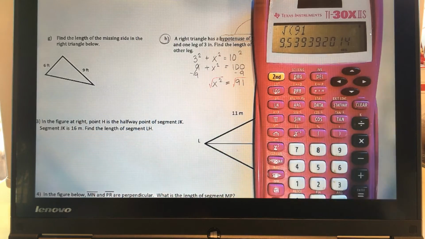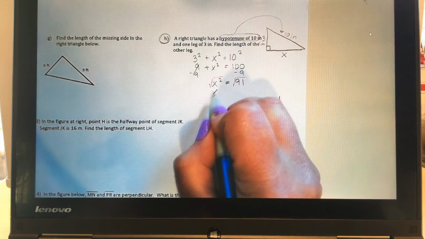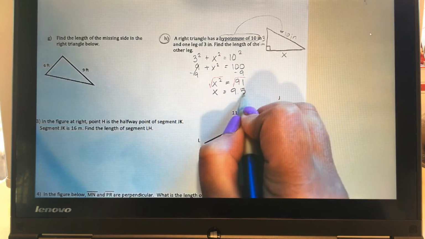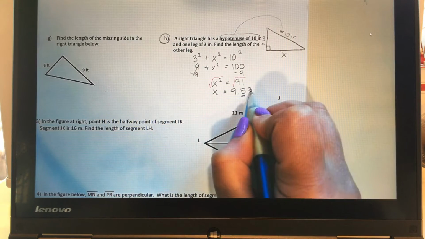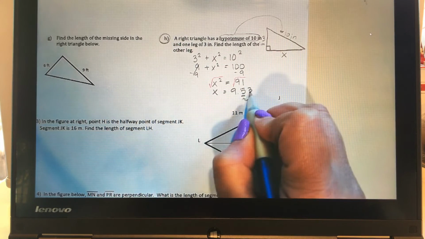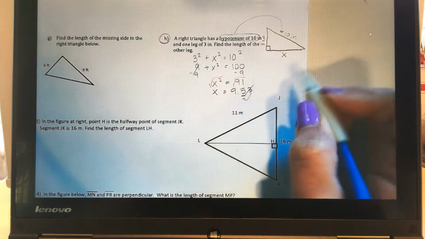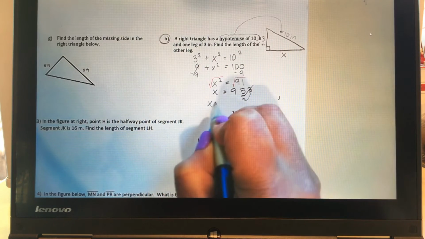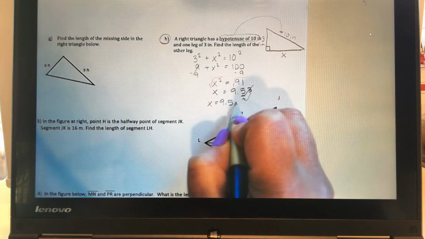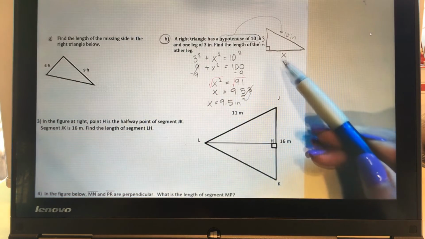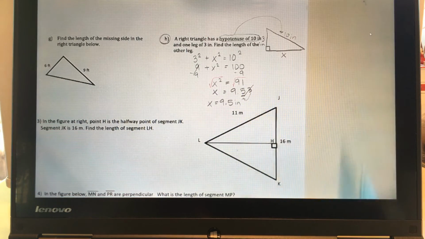So 9.53, when we round to the nearest tenth, that 3 is going to tell the 5 to stay the same. So that tells us that 9.5 inches is the side that is missing from this triangle.